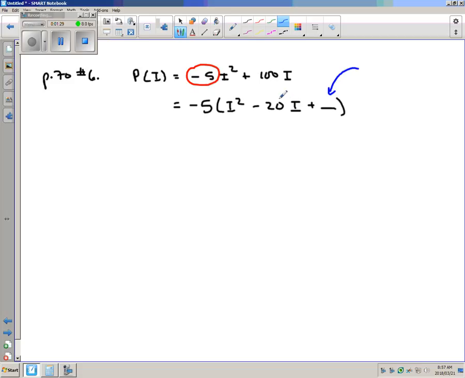And as we said in number 5, it's always the middle term. You always take that middle term, split it in half, and square it. Always. So what do we get here? -10, right? You're getting -10 squared, which is 100. So we're putting a 100 right there.